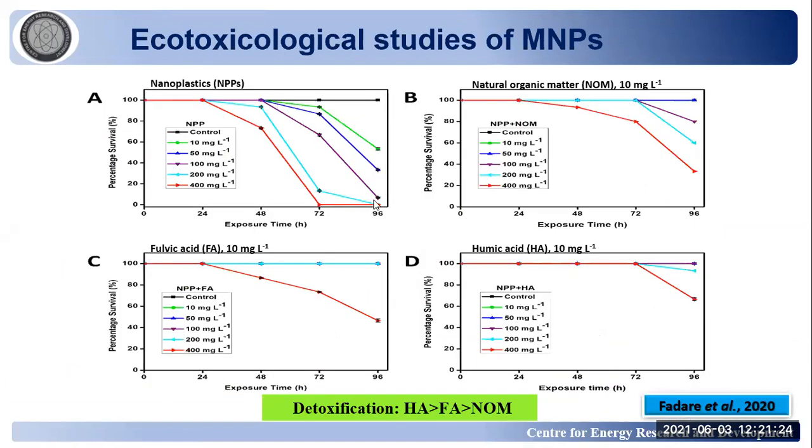Here, we subjected the animal to nanoplastic in the presence of 3 different types of humic substances: the natural organic matter, the fulvic acid, and humic acid. As you can see, there is a great reduction in the mortality of the animals. For instance, the humic acid, which has the highest survival, at 96 hours we have about 70% survival, compared to 72 hours when we have 100% mortality with the nanoplastic alone.